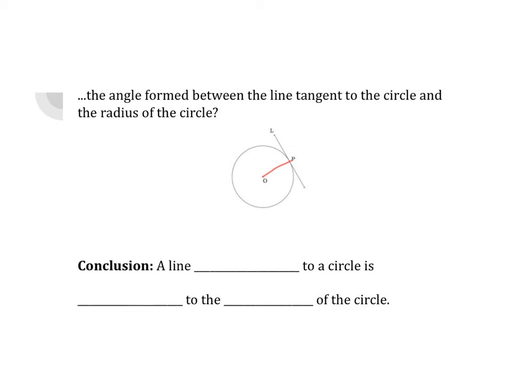So for our conclusion, we have a line that is tangent to a circle is perpendicular to the radius of the circle. Given that we have perpendicular lines, we can then make the claim that where your radius and your tangent line meet is a 90-degree angle.